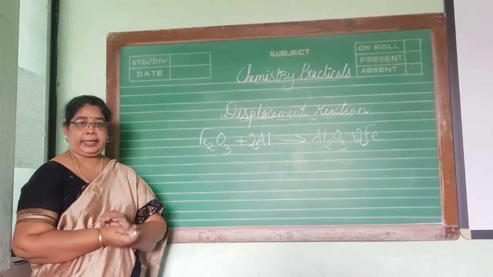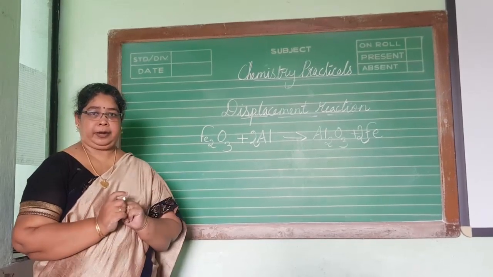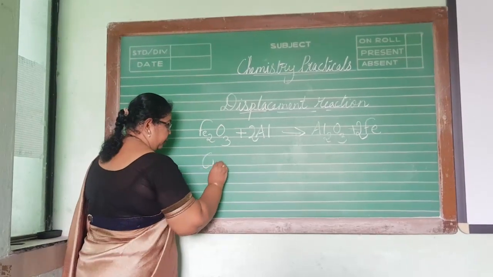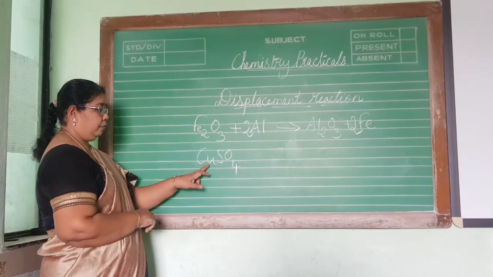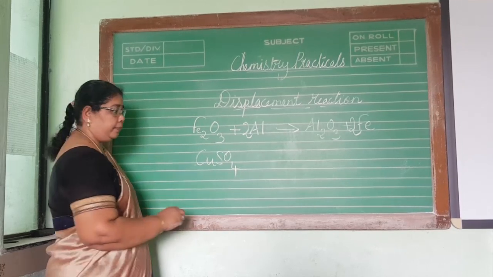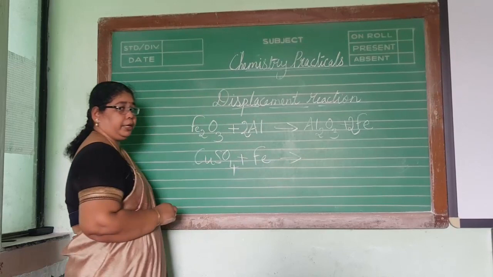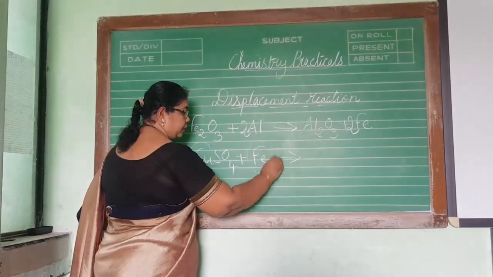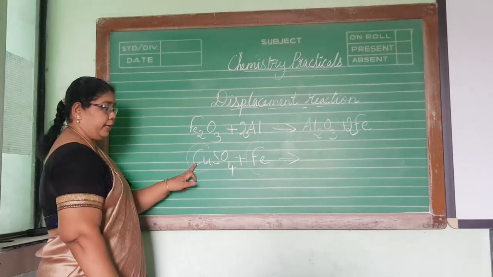Now for today's practical, we are going to see the reaction between copper and iron. We have to find out which is more reactive. For that, I am taking copper sulfate solution, in which we have three elements, copper, sulfur and oxygen. Copper is a metal and iron is another metal. So we have two metals, one is copper and the next one is iron. So iron is more reactive than copper.